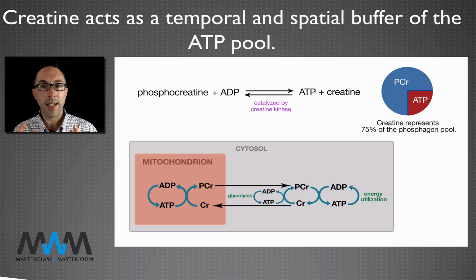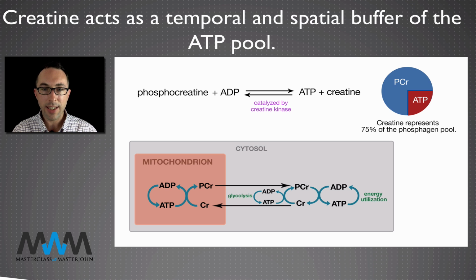So we can say that phosphocreatine supplies about 75% of the phosphagen pool. The fact that it's so much more abundant allows it to be more broadly and more densely distributed in the cell. And that means that when ATP is used up, there's almost always going to be phosphocreatine nearby that it can have immediate access to get regenerated, reducing the amount of time that it would take to get regenerated in the mitochondrion and the amount of space that it would have to travel across to make that recycling happen.